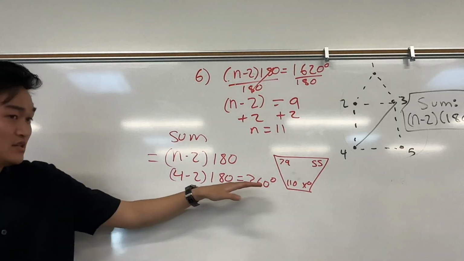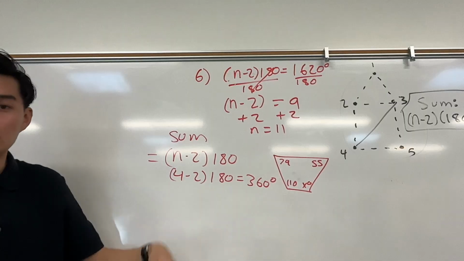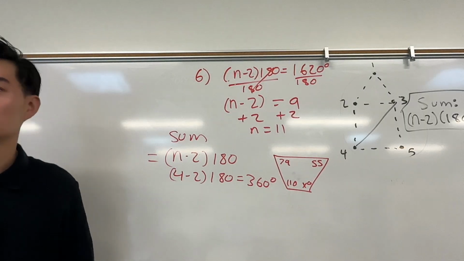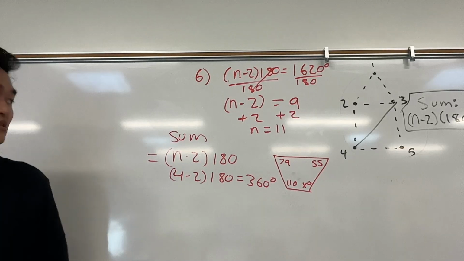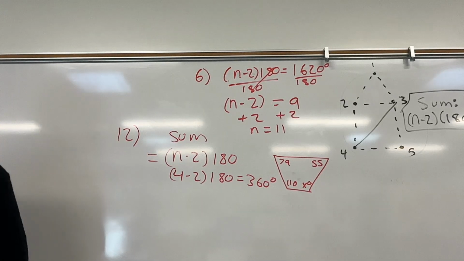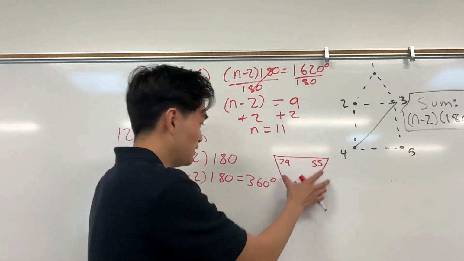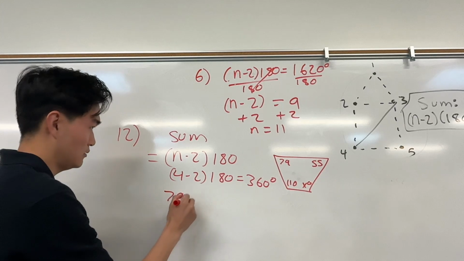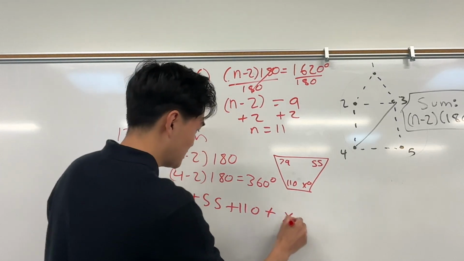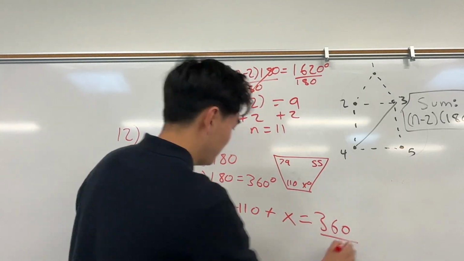And then once you have this sum, what do you do? Are you looking for the sum? Is it asking you for the sum for number 12? Does it ask for the sum for number 12? Yes or no? No. So then you have to set the equation up for all of this. So 79 plus 55 plus 110 plus x equals what? 360, right? Because we solved for the sum. Good.